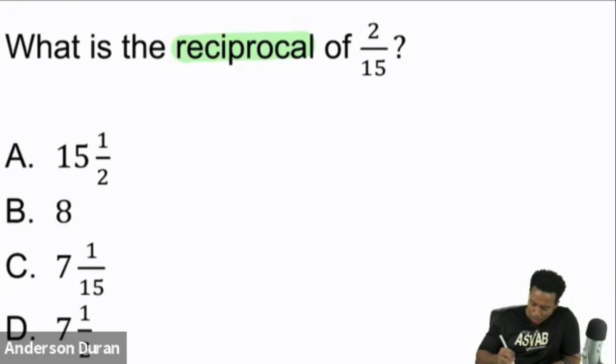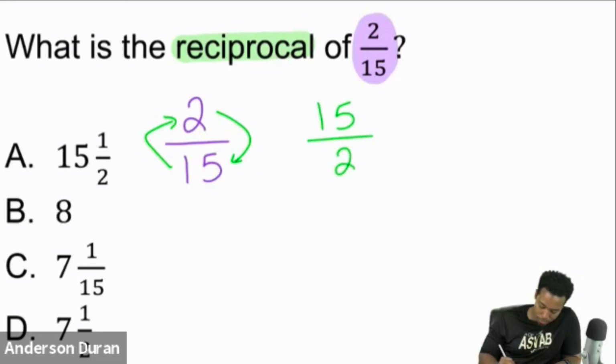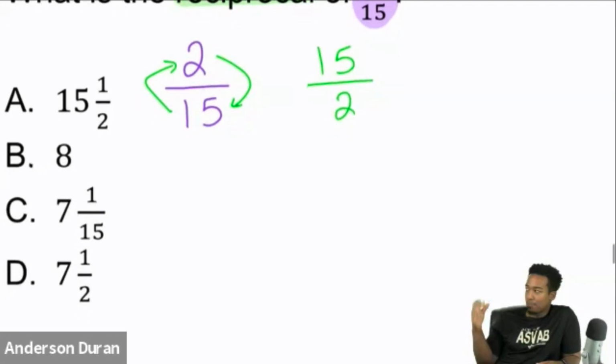Cool. If it's proper, then let's go ahead and take that 2 out of 15. Apply the reciprocal. And let's see where it leads us. So 2 over 15 becomes 15 over 2. And is 15 over 2 explicitly listed as an answer choice? Yes or no?